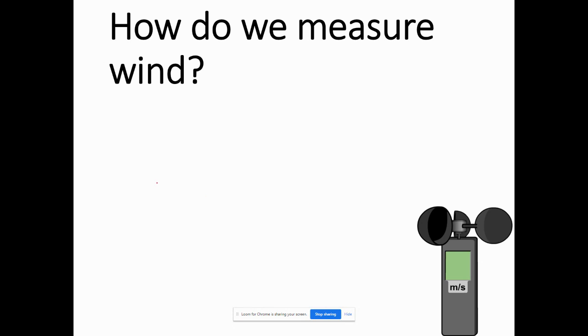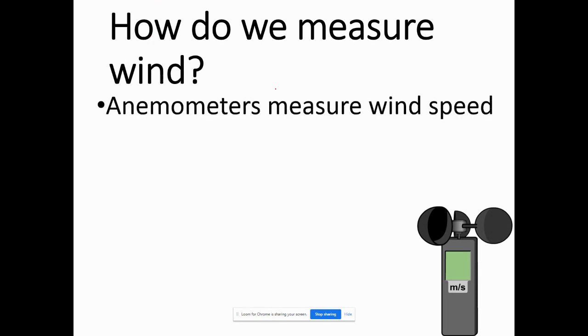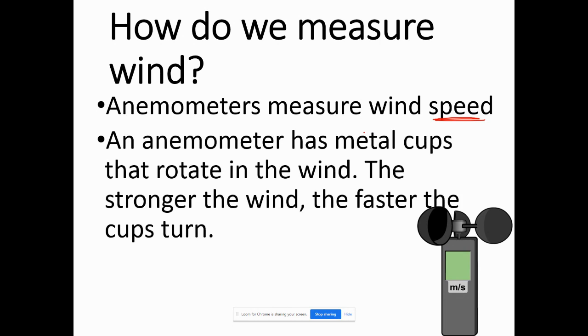And then we want to talk about how we measure wind. So we measure wind using instruments. Remember, I told you before, on a test you're very likely to get a question about what type of instrument we use. Easy question to get right. So for wind, we use an anemometer to measure wind speed. So this is how fast the wind is going. An anemometer has metal cups that rotate in the wind. The stronger the wind, the faster the cups turn.